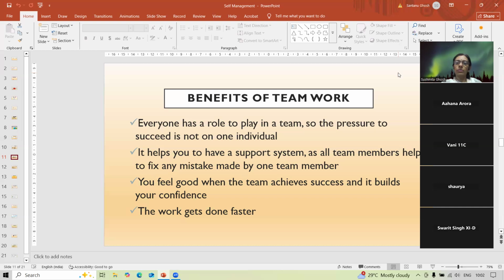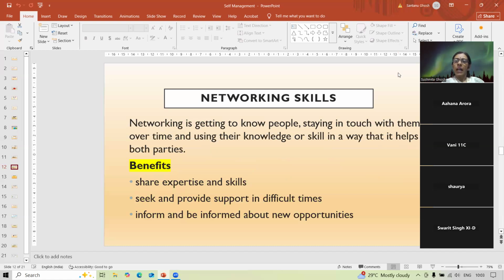Always don't say, "नहीं नहीं, I will do individually only. मैं किसी के साथ काम नहीं कर सकता." That is not something which is appreciated in an organization. That is not something which is appreciated in the world. You should be able to work as part of a team. That's very, very important. And the second skill, which is very, very important nowadays, is networking skills.